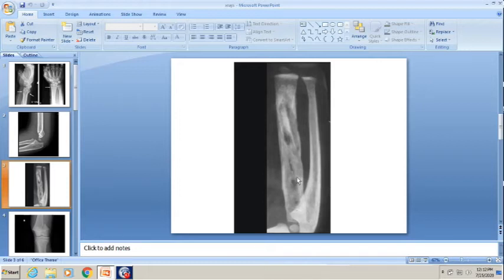Sir, sequestrum. Yes, you can see the sequestrum. This is the sequestrum, which is looking more white. As you can see, there is a well-defined sequestrum formed within the bone. What else? So if you look at the ulna, what do you see? Bone. Can you differentiate between cortex and medullary cavity in the ulna? Can you differentiate?